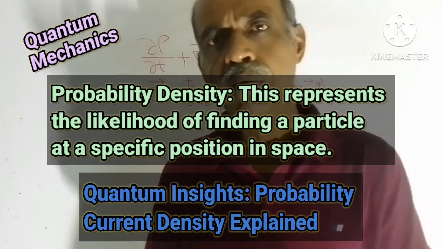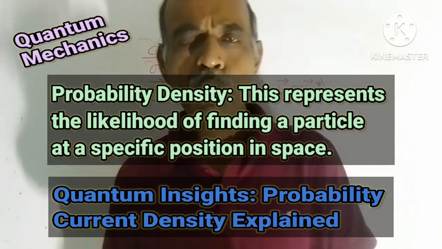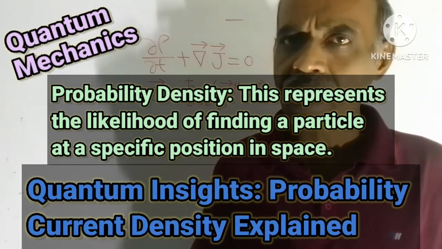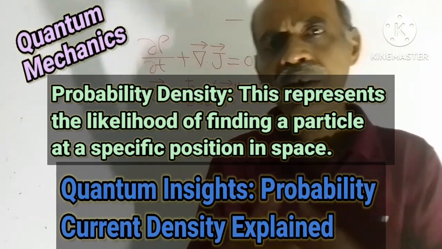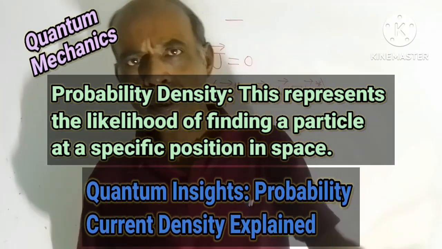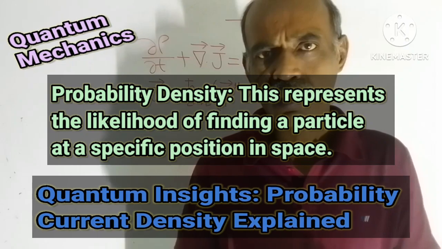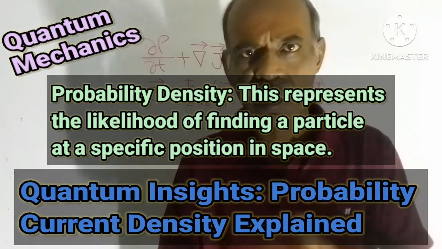Here in this lecture, I am going to talk about probability current density. This topic you will find in the subject of quantum mechanics. So, two terms are there. One is called probability density, another one is called probability current density. Okay, the current word is present here.